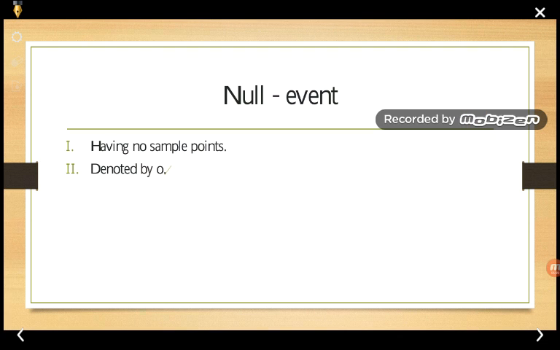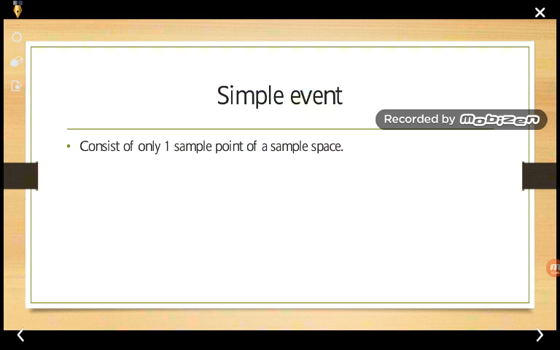Now coming to the null event. What do you mean by a null event? We have seen just now what an event is. An event having no sample point is called a null event, and it is denoted by the symbol psi. Next, coming to simple events. A simple event is an event consisting of only one sample point of a sample space.